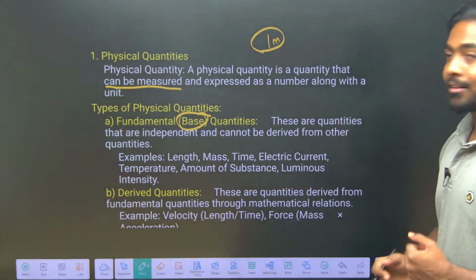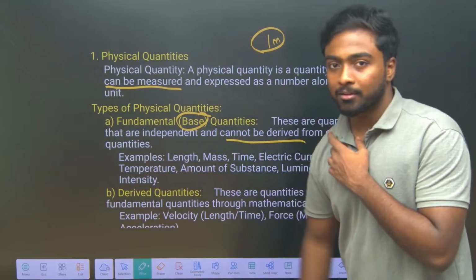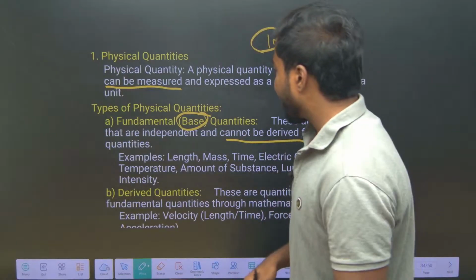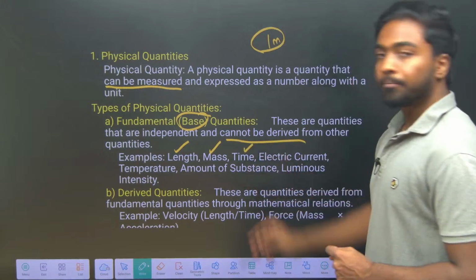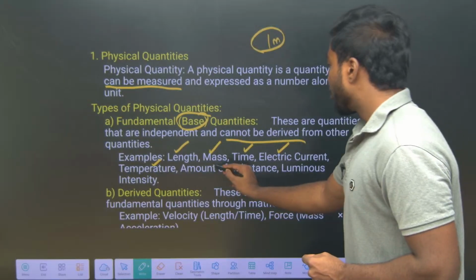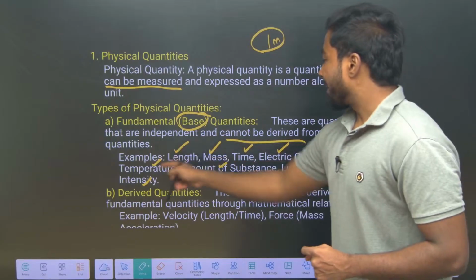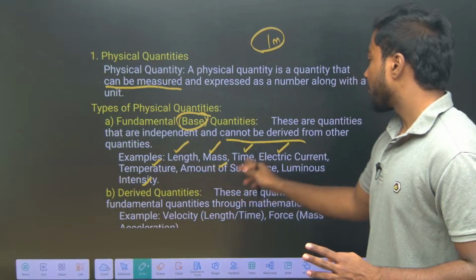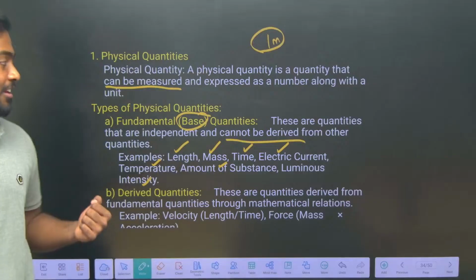These are quantities that are independent and cannot be derived from other quantities. Okay, it is independent, so it cannot be derived from anything. For example, length, mass, time, electric current, temperature, amount of substance, luminous intensity. That is 1, 2, 3, 4, 5, 6, 7. So these are the fundamental or base quantities.